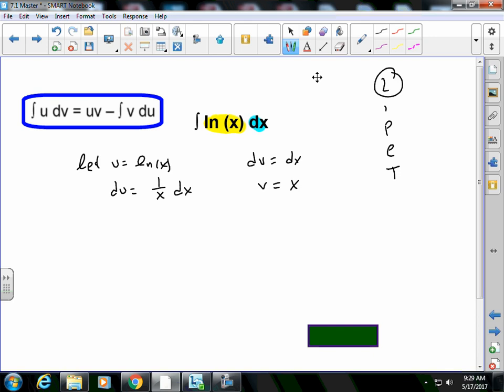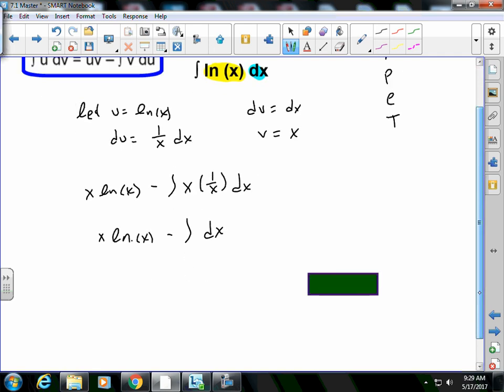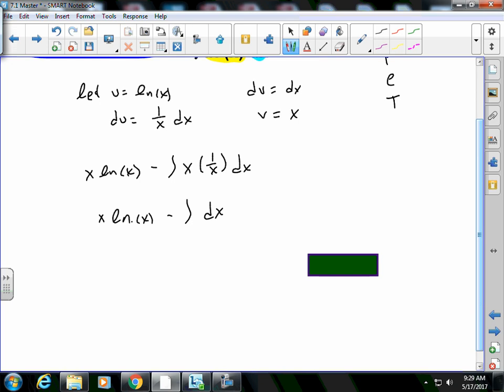So now I have u times v, x, the natural log of x. That's my u times v. Subtract from it the integration of my v, x, times my du, 1 over x dx. Cleaning it up, I have x natural log of x, minus the integration of dx. That's an easy thing to integrate. I have x natural log of x, minus x, and do not forget my c. So plus c.